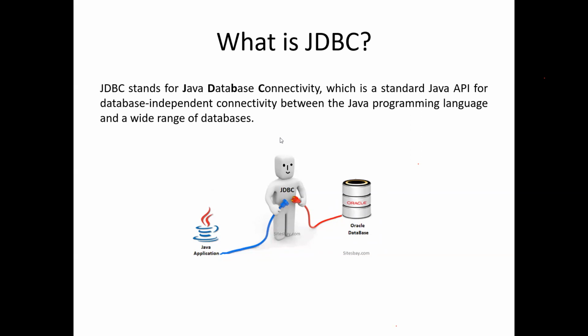So in this point of view, the middle person is the JDBC. If we want to communicate directly from a Java application with a database, definitely we want the JDBC. That priority is definitely given for the JDBC. Simply, the JDBC abbreviation is Java Database Connectivity.